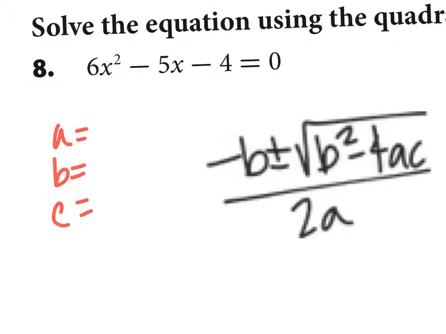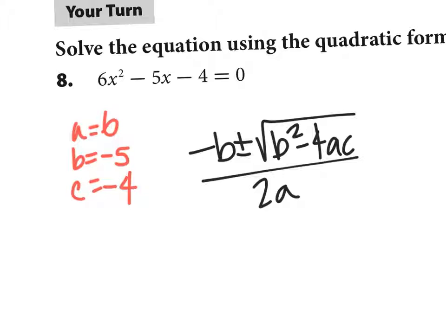So A in this problem is what number? And how do you know where A is? It's always attached to x squared. Okay, and then B in this problem would be... And that is always attached to just the x. And then the C is negative 4. And it's always the part that's by itself.